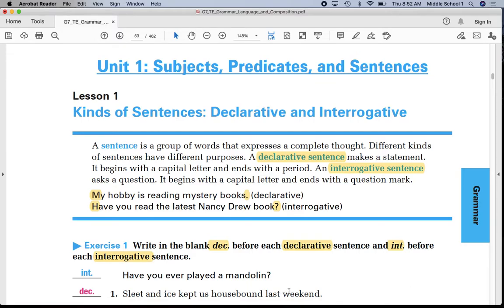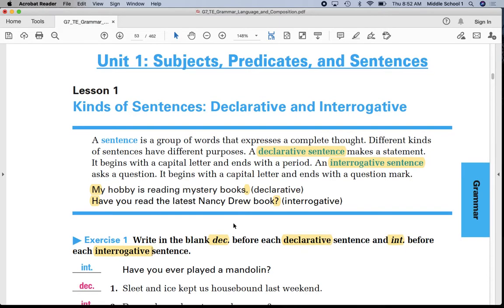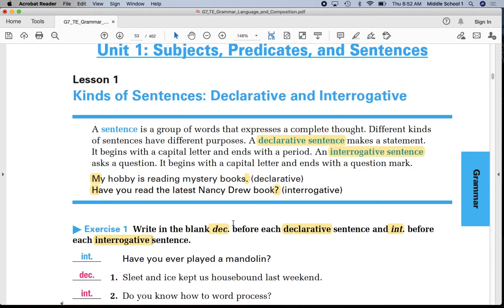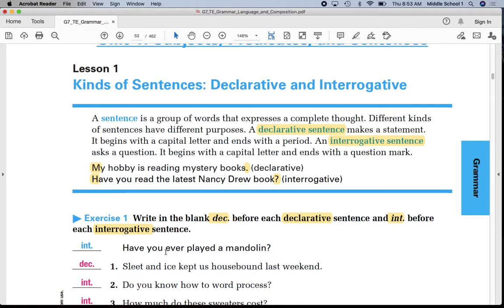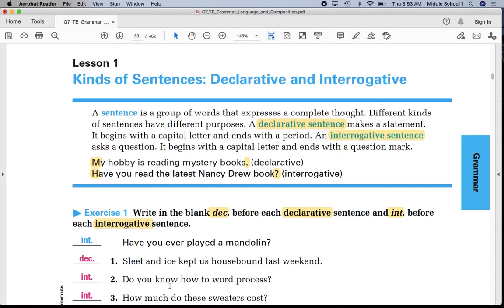Number 1, sleet and ice kept us housebound last weekend. Period. Declarative. Again, complete your answers as you go through the lesson with me today, and when we finish, your lesson will be complete. Number 2, do you know how to word process? Question mark, interrogative. Number 3, how much do these sweaters cost? Notice the capital letter at the beginning of the sentence, and notice that it has a question mark.